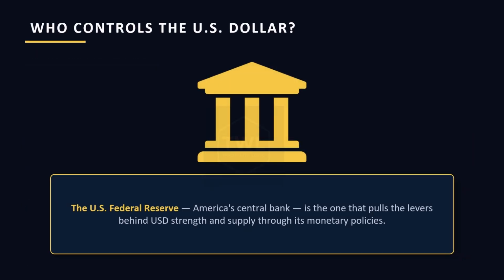So here's a question. If the dollar is this powerful, who's actually in control of it? The answer is the US Federal Reserve, often just called the Fed. Think of the Fed like the captain steering a massive ship. They don't control everything happening in the ocean, but they absolutely control the direction of the ship through the levers they pull, mainly interest rates and how much money is in the system.